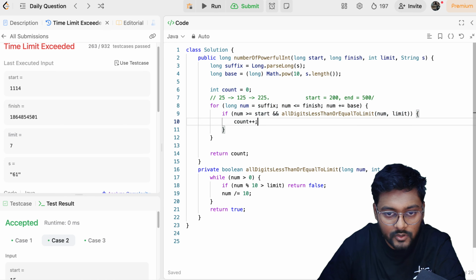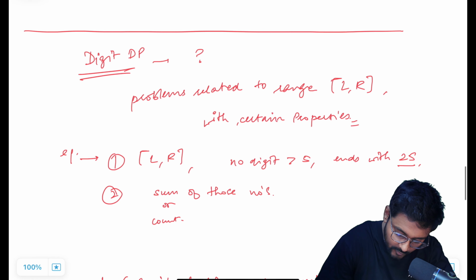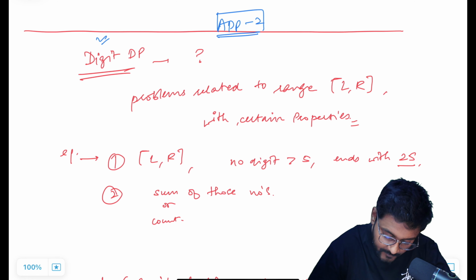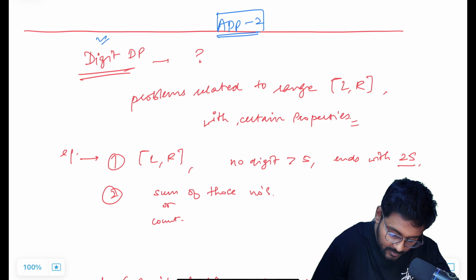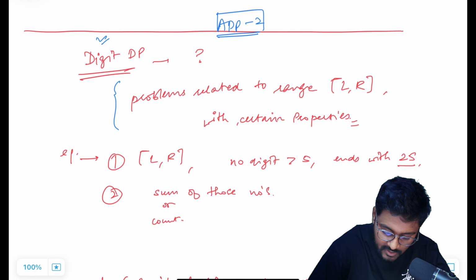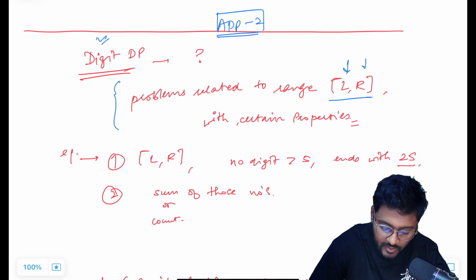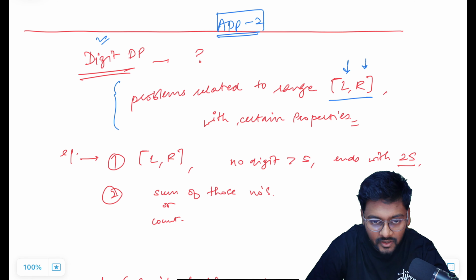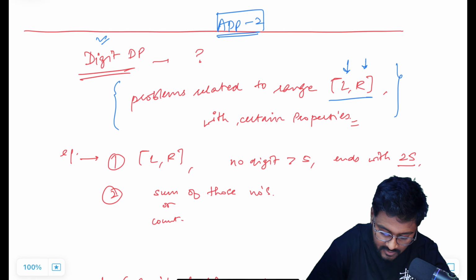Let's have a look at that approach now. So now we'll be coming to our approach 2, and approach 2 will be named digit DP. You might not have heard about it, but let me tell you what this is. See, sometimes there are problems related to ranges, where we are starting from L and going till R, and you have to pick the numbers based on some conditions, certain properties.